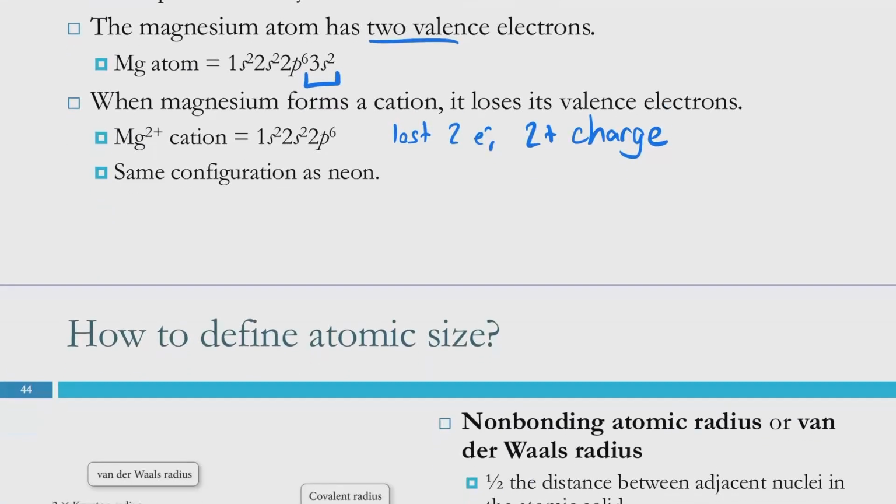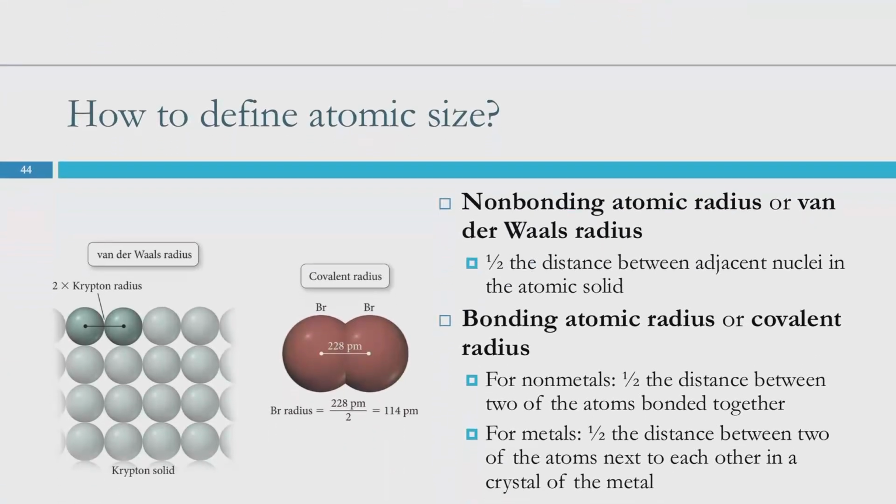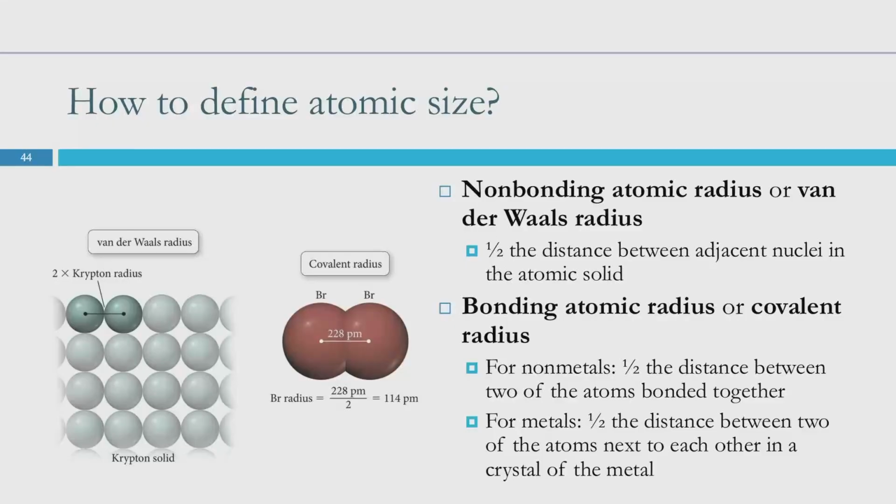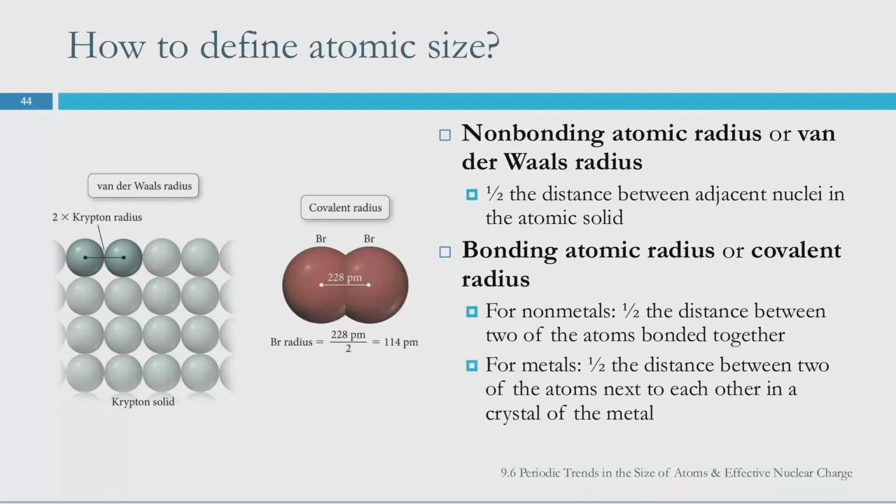So one of our atomic trends is atomic size. And there's a couple of ways to define atomic size. One of the ways to talk about it is non-bonding atomic radius, or van der Waals radius. Van der Waals radius is if you've got atoms that are sitting next to each other. They're not bonding to each other. They're just sitting right next to each other, like in krypton. It's half the distance between nuclei.